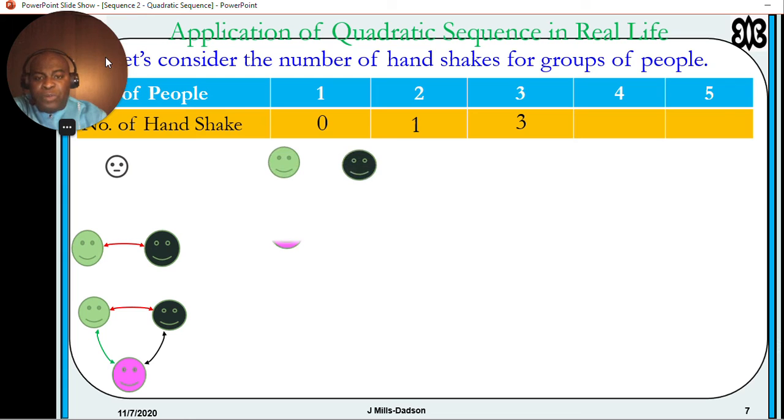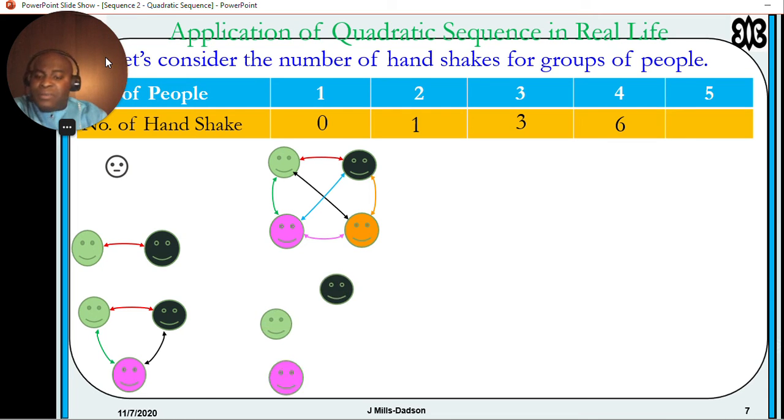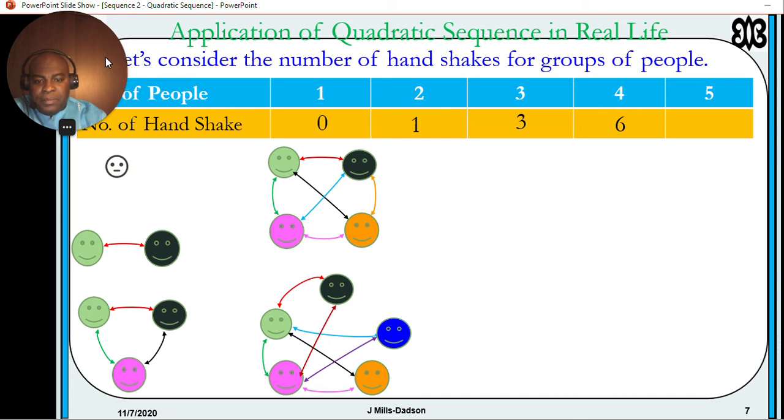What about 4? Can you guess what that would be? Okay. The green man will shake 3 people. The pink person 2 people. And the yellow person 1. So if you count the number of handshakes, we have 6. 5 people. Now if you count all the number of handshakes for the 5 people, we have 10.